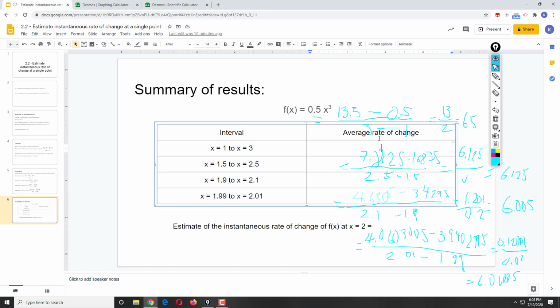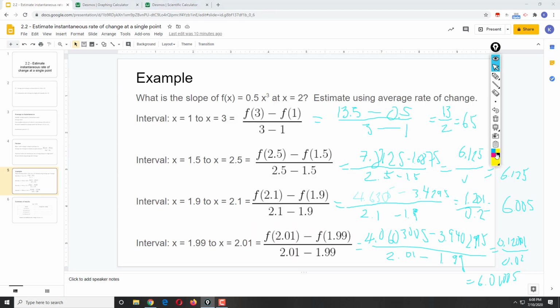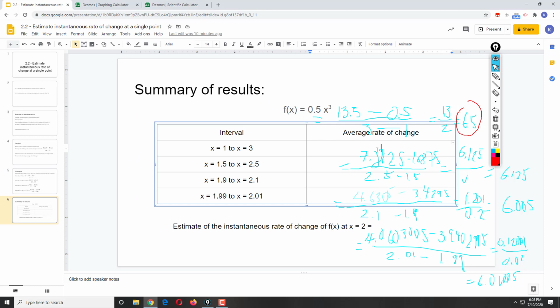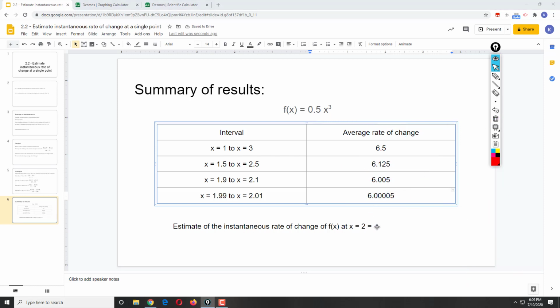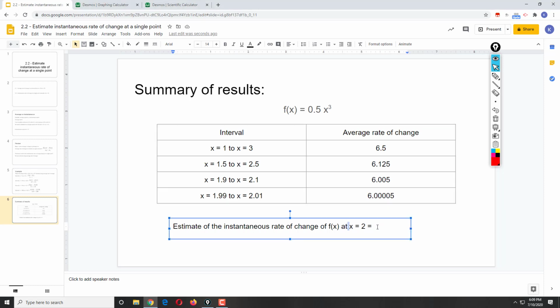Let's summarize our results in this table. When we use x equals 1 to x equals 3, we get the answer 6.5 for the slope. When we get closer, x equals 1.5 to x equals 2.5, we get 6.125 as the slope. Then we got 6.005 as the slope. Then we got 6.00005 as the slope. As we can see, the slope is getting closer and closer to 6.